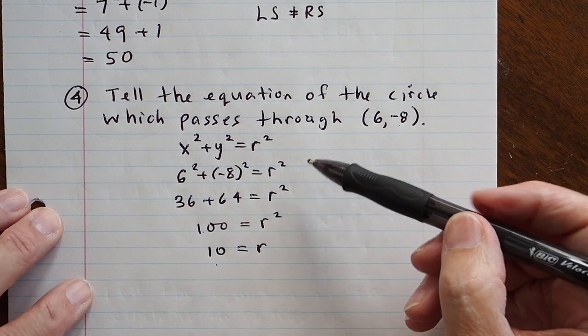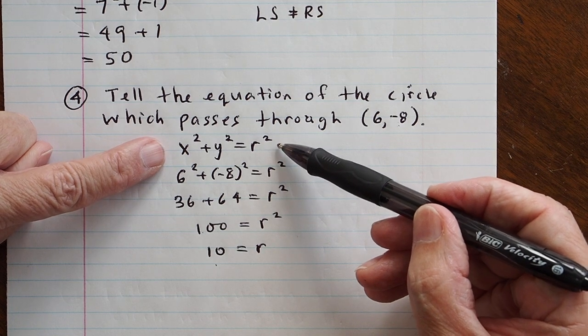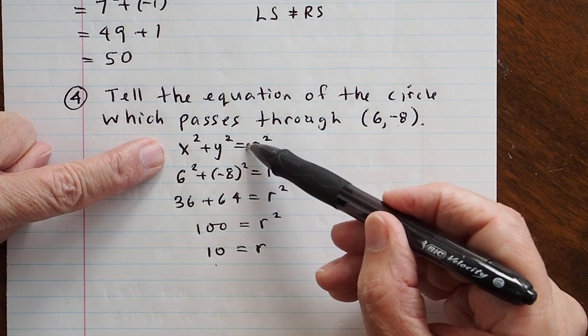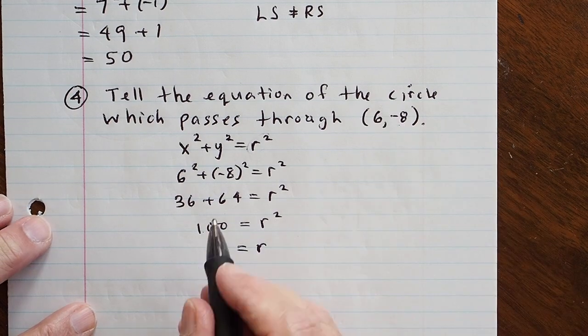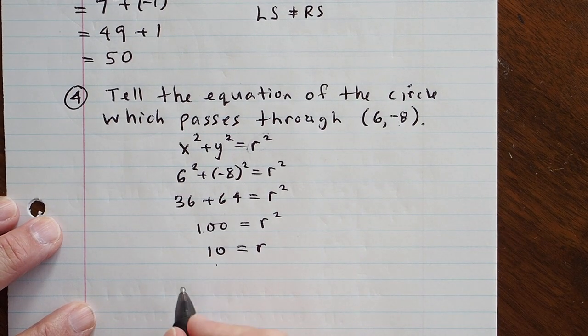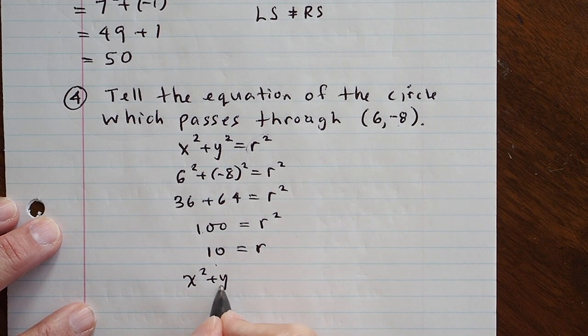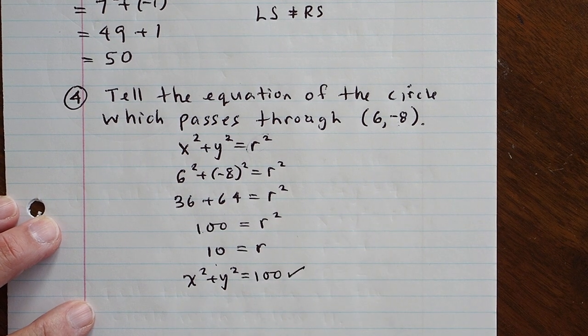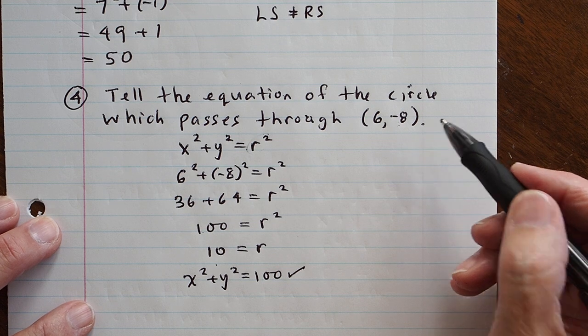Now, what we need to do is produce the equation of the circle. So that requires that we need r squared here. So our equation that we need to answer the question will be x squared plus y squared is 100, since r squared is 100. That's the equation of the circle containing this point.